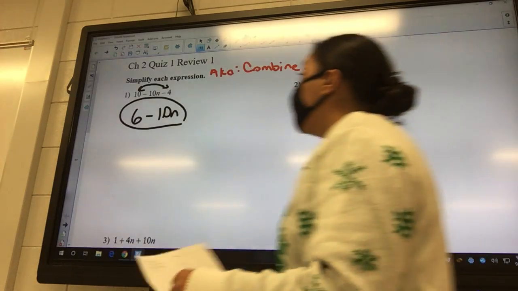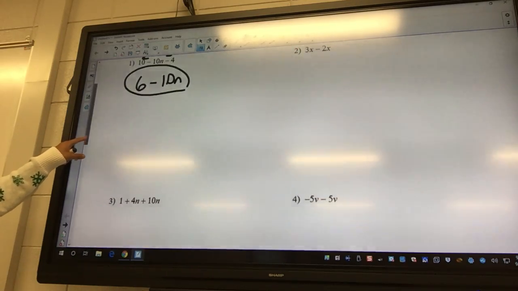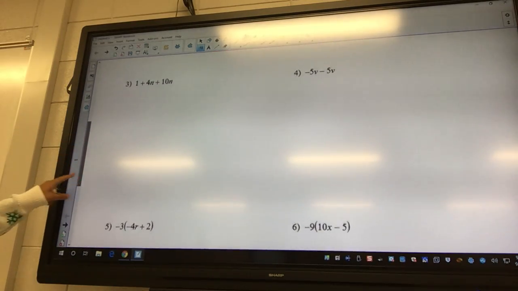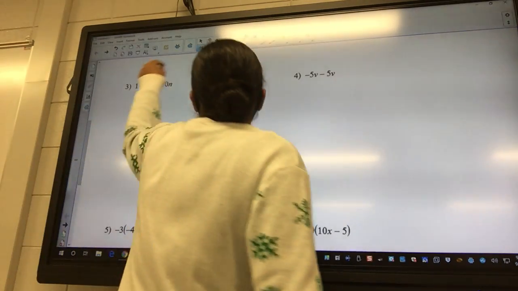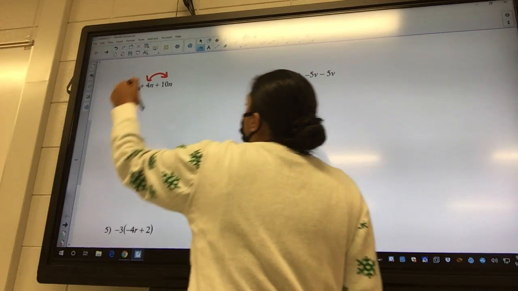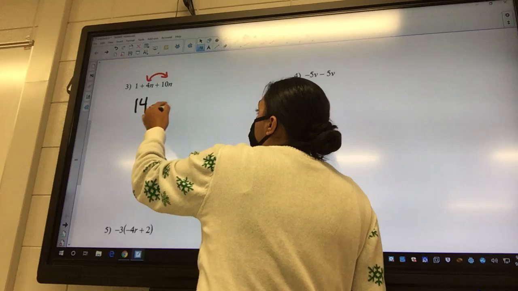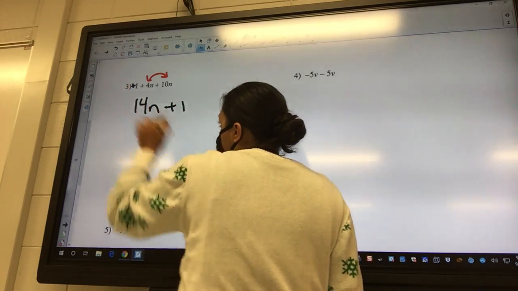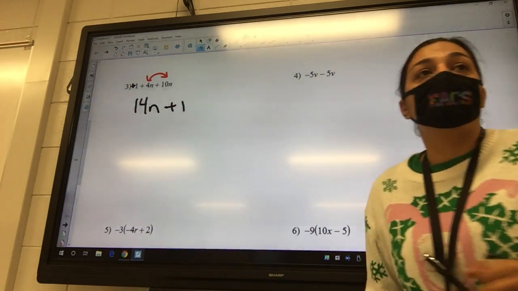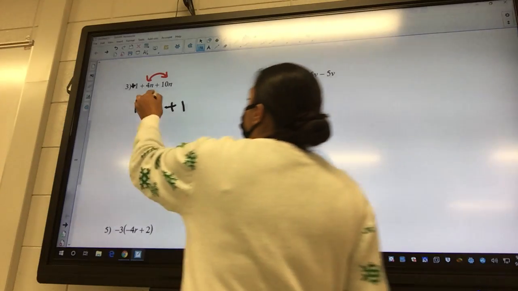Do you want me to do 3 or 4? 3, same thing. What can we combine? The 4 and the 10. We can put them together. They both have n's. So a 10 and a 4 gives me what? 14n. And what do I have left that I haven't used? The 1. Plus 1, because remember there's that magic plus 1 outside. Is it okay if I put 1 plus 13? Yes. So this is your answer.